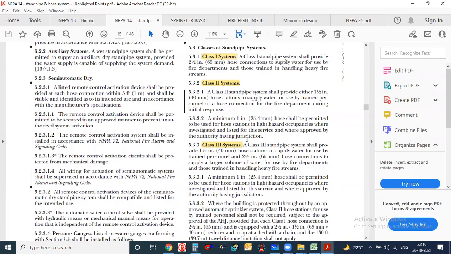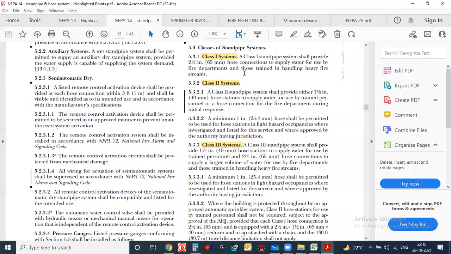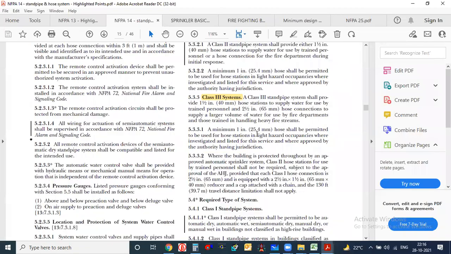Maybe this is talking about this nozzle. One nozzle will be used here, 25 mm. So maybe this particular nozzle is what it is talking about, 25 mm. But the main supply pipe should be 65 mm or 40 mm. And here some points are given.